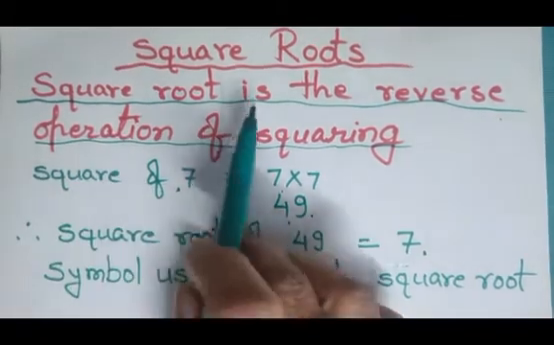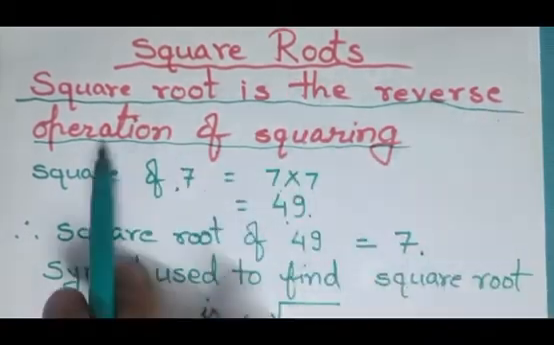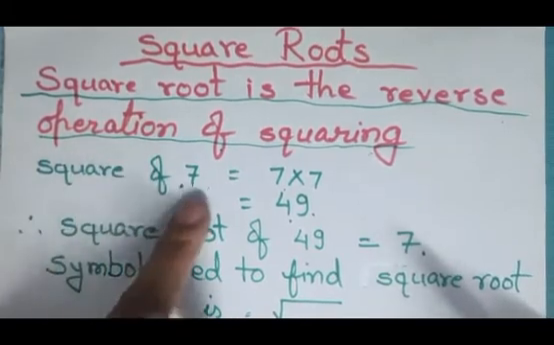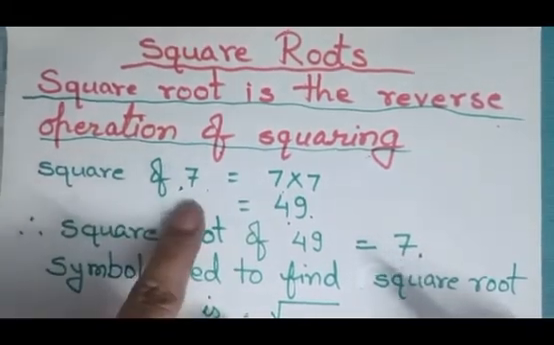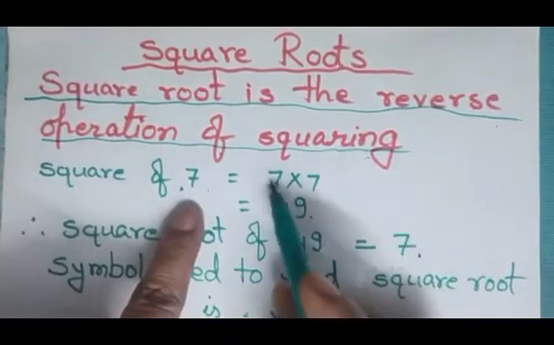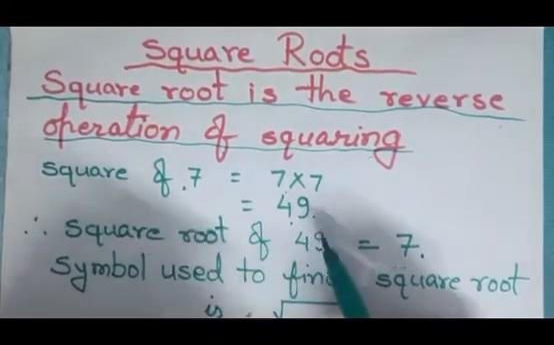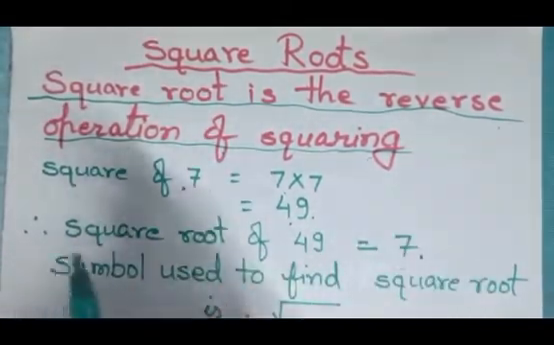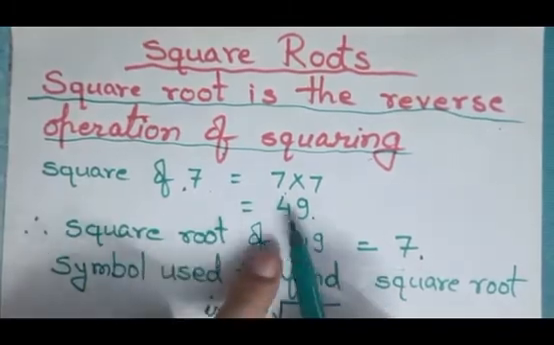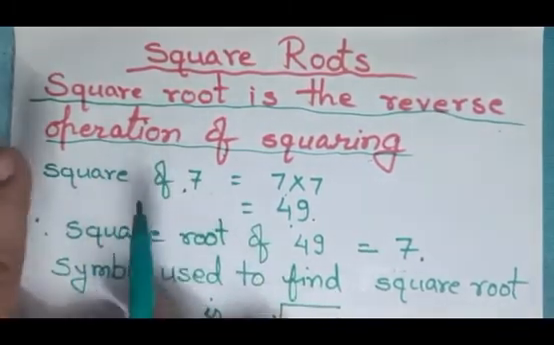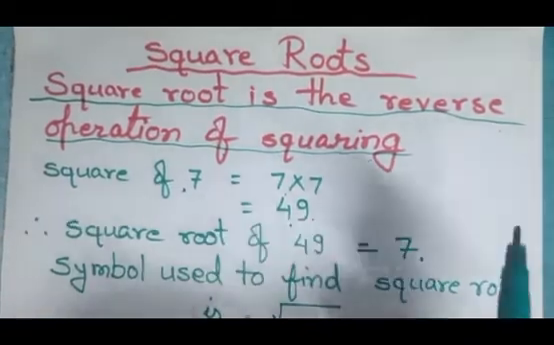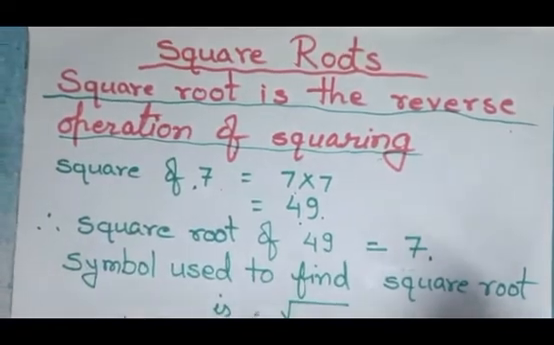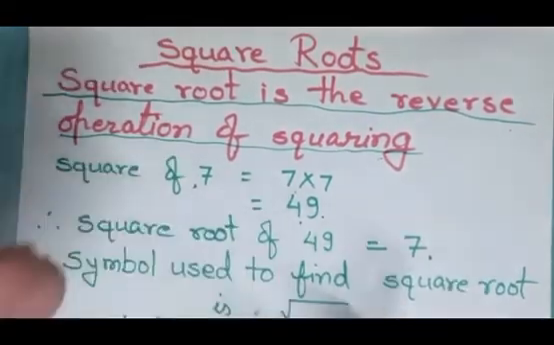Square root is actually the reverse operation of squaring. How? We know that the square of 7 is 49. We are taking the example of 7. Square of 7 is 7 into 7, 49. So we can say it is the square of 7. Similarly, while reversing, we can say the square root of 49 is 7. Means square of 7 is 49 and square root of 49 is 7, just as square of 5 is 25 and square root of 25 is 5.